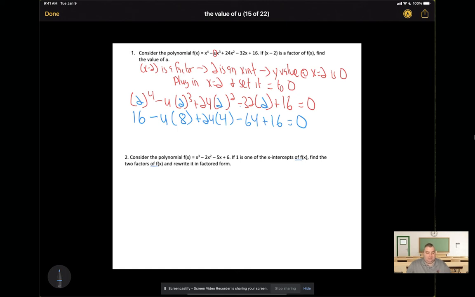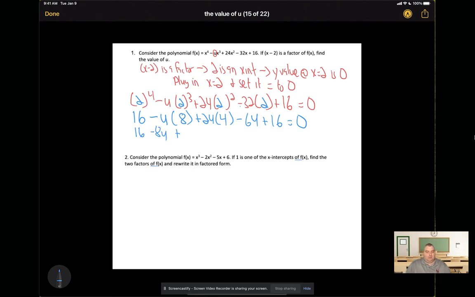So I have 16. And then for this one, I'm going to mess around with the order. I'm going to make this a minus 8u. Minus u times 8 is the same as minus 8 times u. It'll just make it easier to solve. 24 times 4, you may need to use a calculator. I'm using a calculator as we speak.